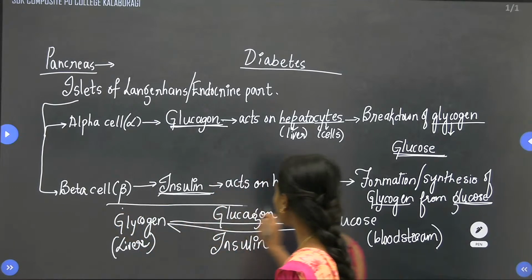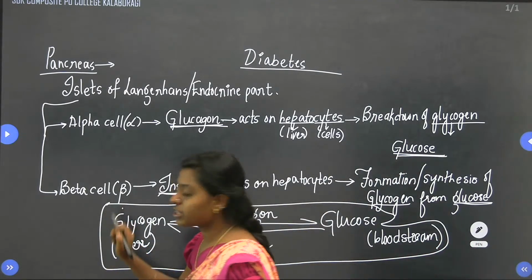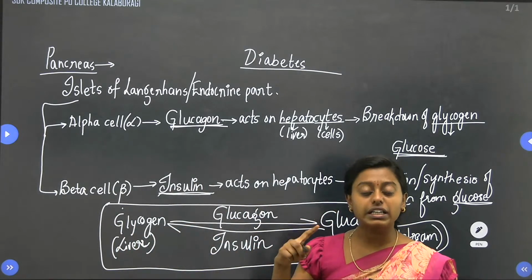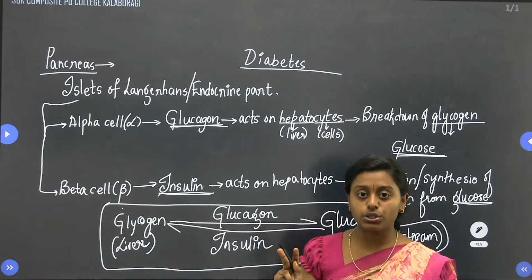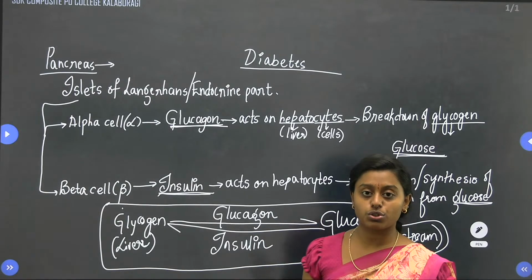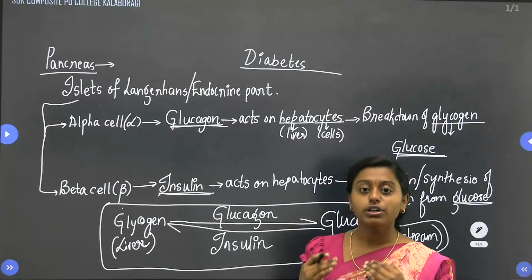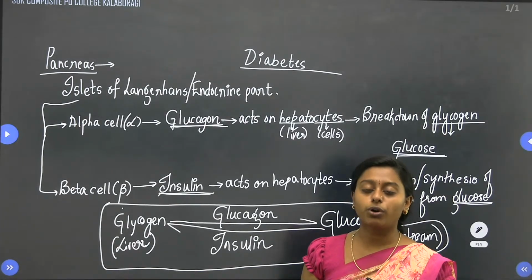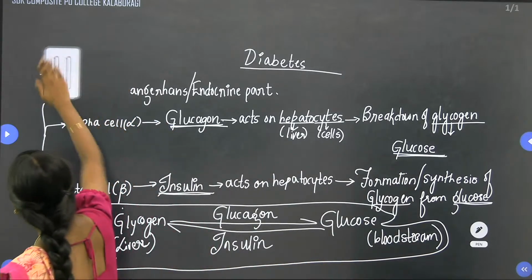So this is the action we can see of the two hormones: glucagon, increasing the blood glucose concentration, and insulin, decreasing the blood glucose concentration, together maintaining a balance of glucose within the body. So this is what we have about the pancreas.